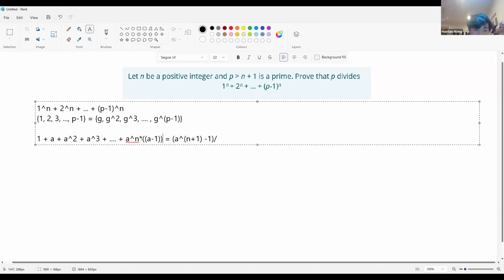Also, this is a geometric series, so if you know that, then you can also prove it.